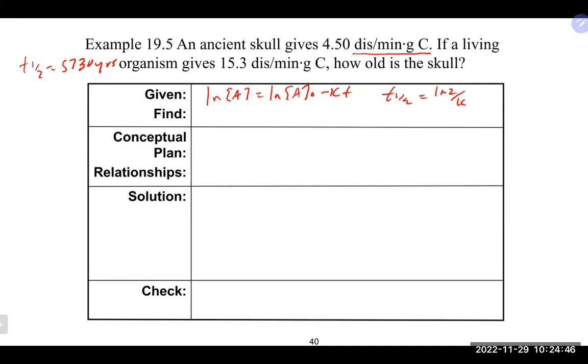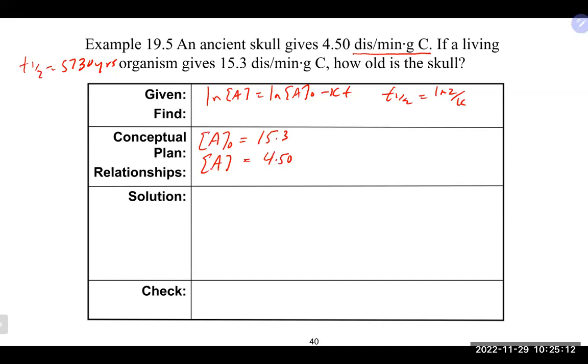So here we have our skull that gives 4.5 disintegrations per minute per gram of carbon, and a living one. So I'm going to go with living as initial, 15.3. Ending is like death there, which is 4.5, right? So that's how we would know those guys.